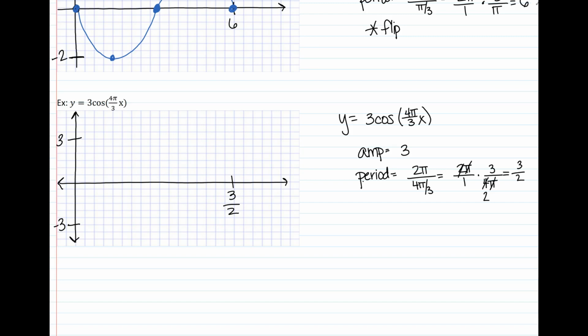This is a cosine graph, so we're going to start at 3, and we're going to also end at our maximum. Halfway, we would have our minimum. Halfway between the two extreme values is where we cross the x-axis. It's kind of a lazy graph, wasn't it? And we drew a lovely right side up cosine.